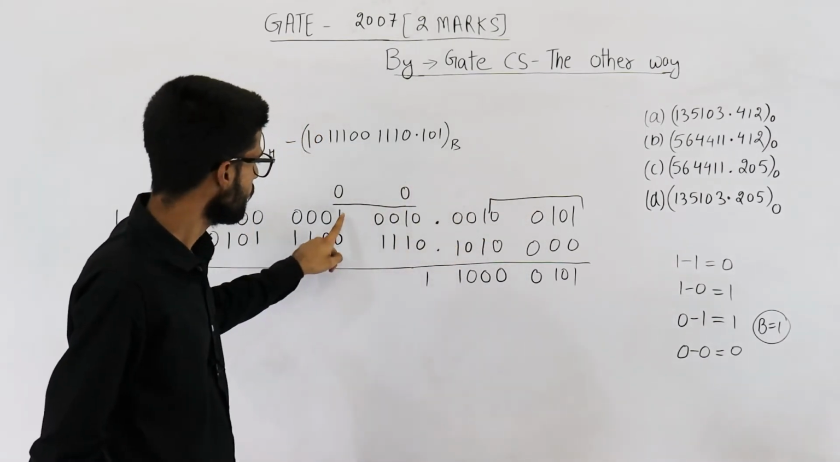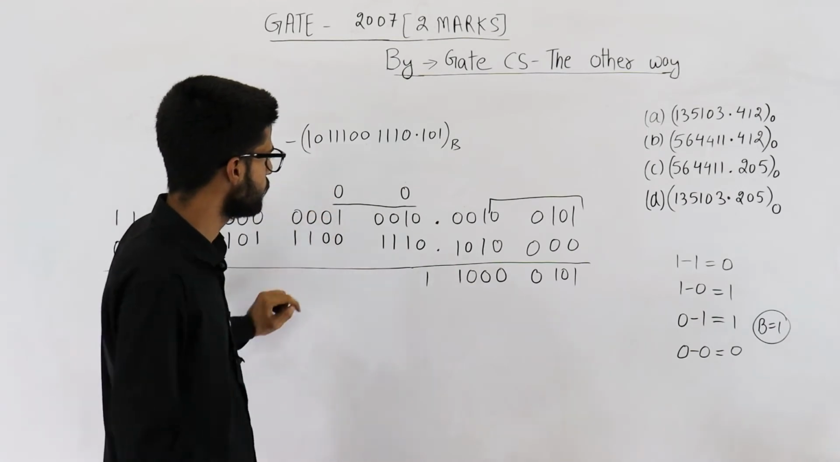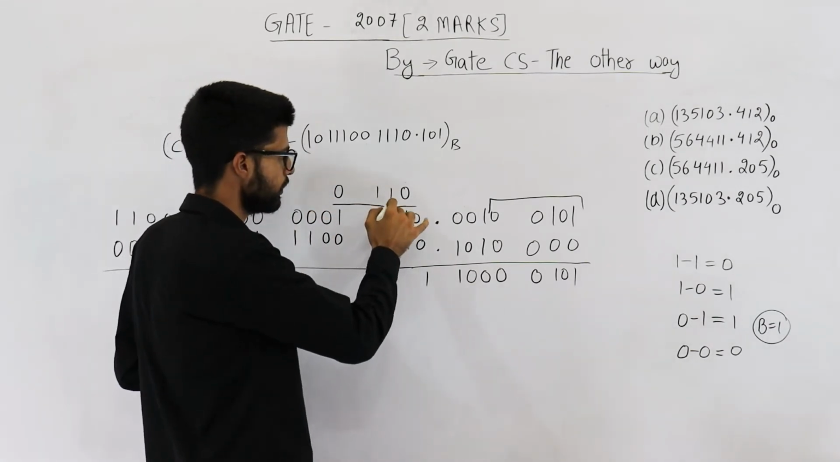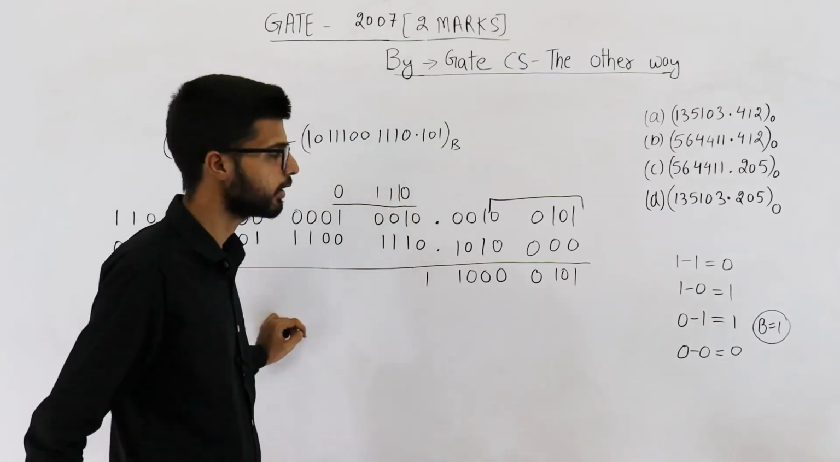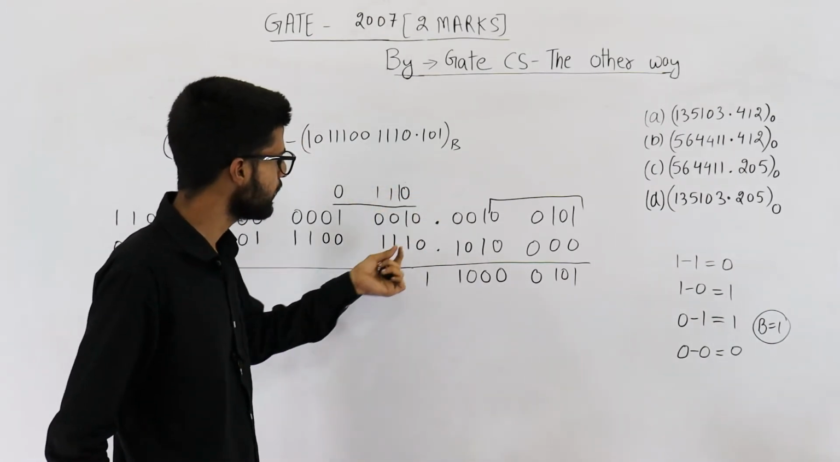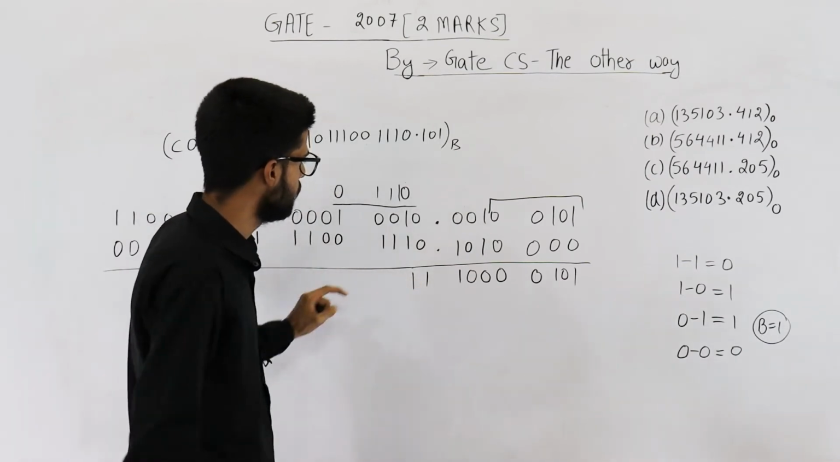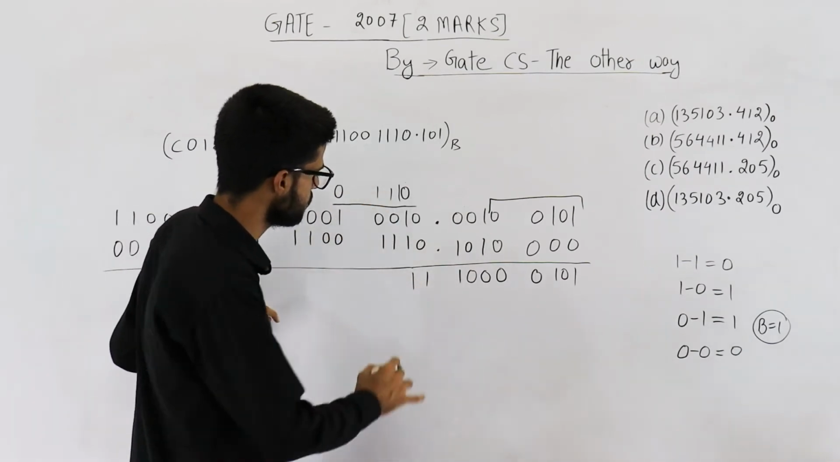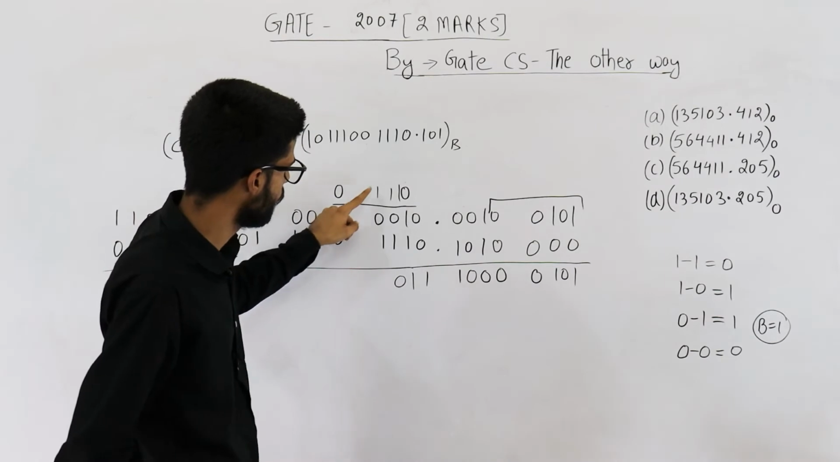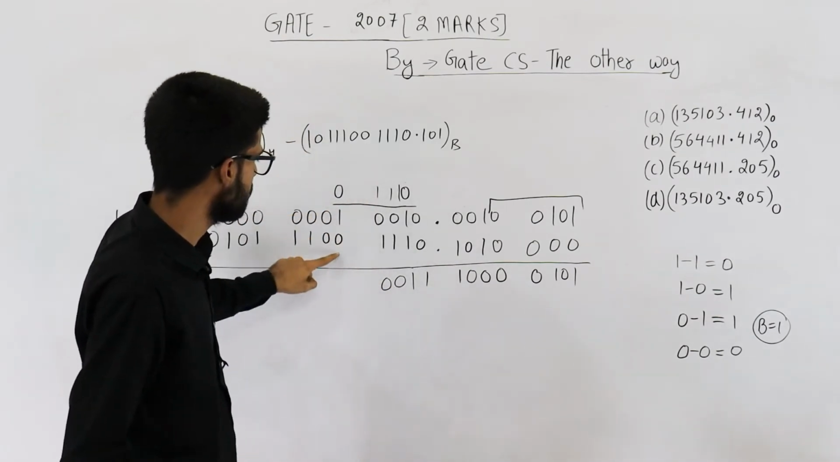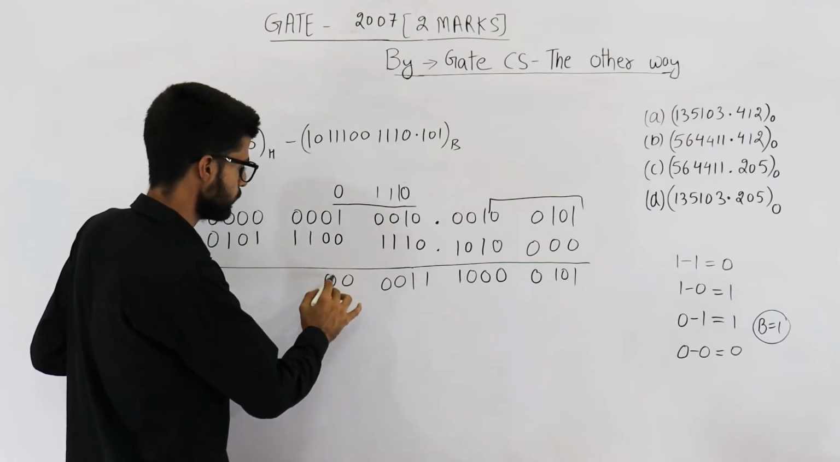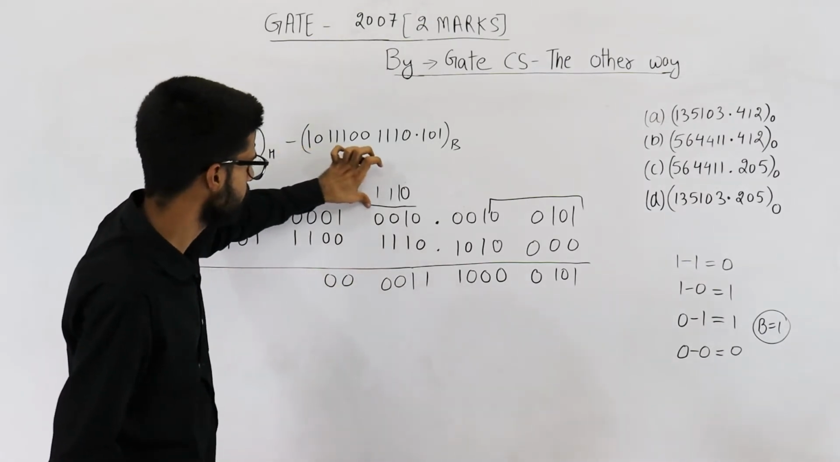Okay. This bit becomes zero. This one becomes one. This one becomes one. And this one now becomes 1 0. Okay, 1 0 means 2. 2 minus 1 is 1. 1 minus 1 is 0. 1 minus 1 is 0. 0 minus 0 is 0. Here also it is 0. Now all of this is solved.